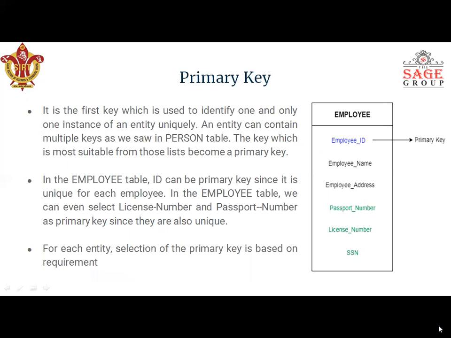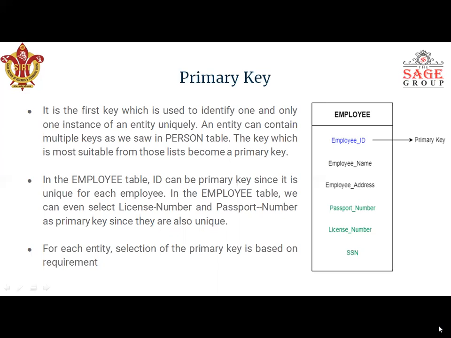First we will start with what is a primary key. Basically, it is the first key, which is used to identify one and only one instance of an entity uniquely. Meaning a primary key is used for unique identification of data. Some properties of the primary key are that it cannot be null, it cannot be changed, it cannot be a missing value. A primary key can uniquely identify all the tuples, all the values of any column, because it is unique.